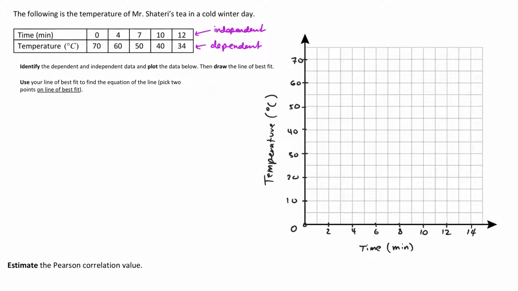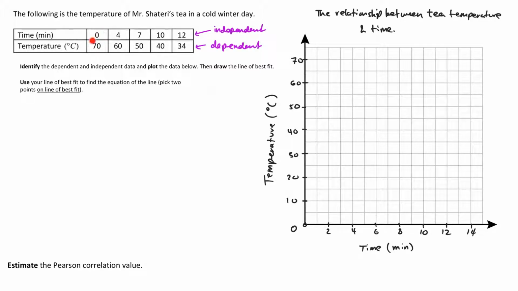The title of our graph is going to be the relationship between T, temperature, and time. You don't actually have to put in the units. The units are already here and here, so you don't need to say temperature in degrees Celsius and time in minutes. Our next step is to plot the data.